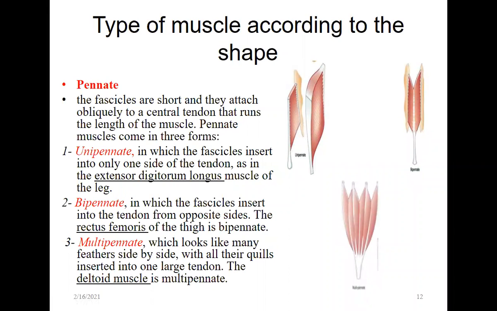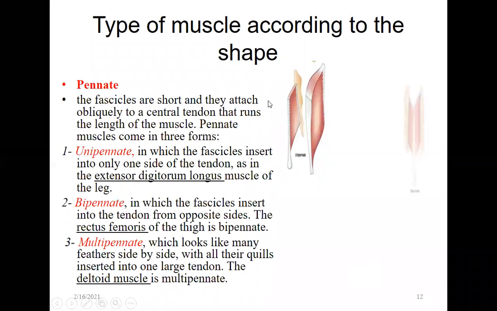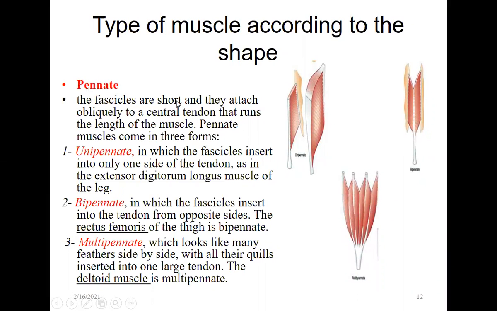Now coming to the pinnate muscles, which we were talking about. Unipinnate, bipinnate, and multipinnate. Now we'll see what exactly this is. In pinnate muscles, the fascicles are short and they are attached obliquely to a central tendon that runs the length of the muscle. Pinnate muscles come in three forms, as you can see here. This is the central tendon, with fibers coming from one side. This is called unipinnate. All fibers are coming in one direction, so the fascicles insert into only one side of the tendon, as in the extensor digitorum longus muscle of the leg.